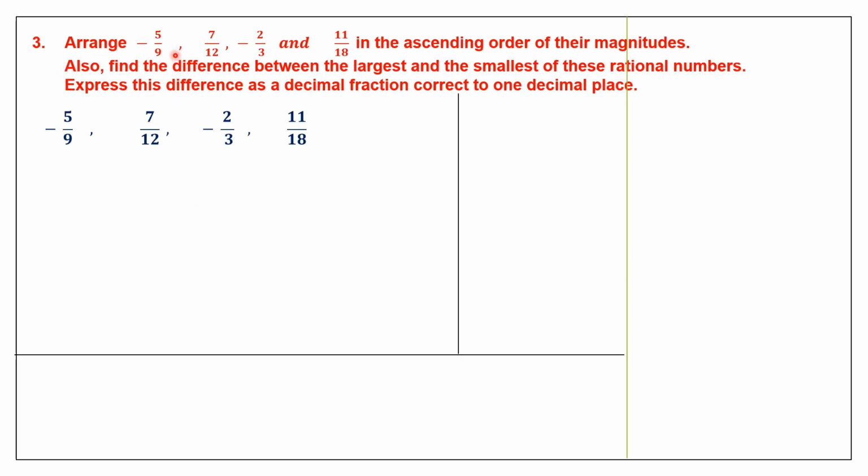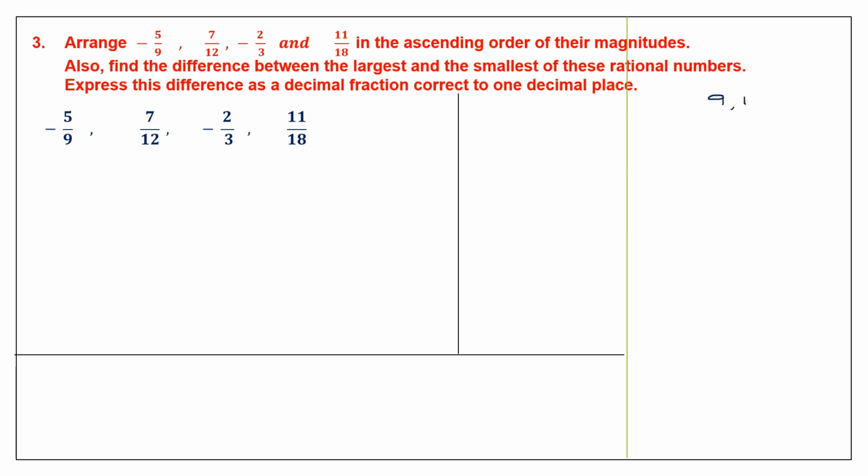Question 3. Arrange negative 5 by 9, 7 by 12, negative 2 by 3 and 11 by 18 in the ascending order of their magnitude. So that's the first thing we need to do. We have to arrange these in the ascending order. Then find the difference between the largest and the smallest of these rational numbers. And finally, once you find the difference, write it as a decimal fraction correct to one decimal place. So the first thing we're going to do is arrange these in ascending order. Since they're all in the form of fractions, we're going to find the LCM of the denominators 9, 12, 3 and 18. So let's do that.